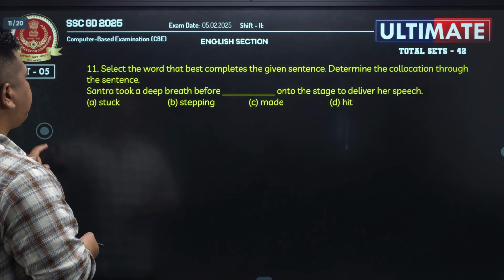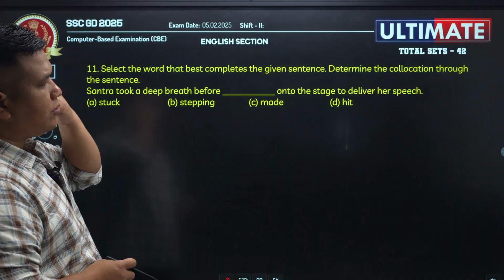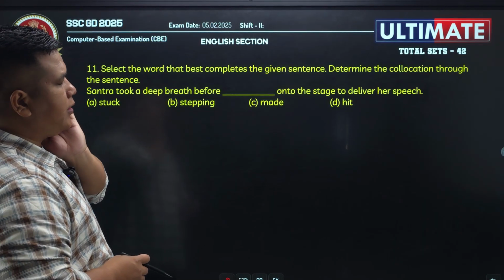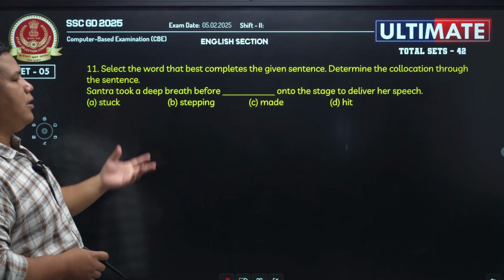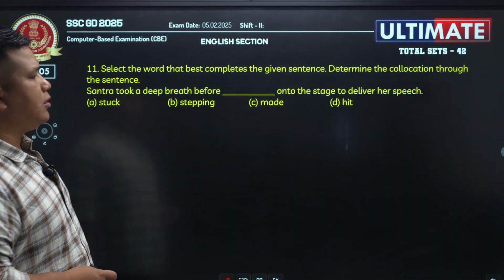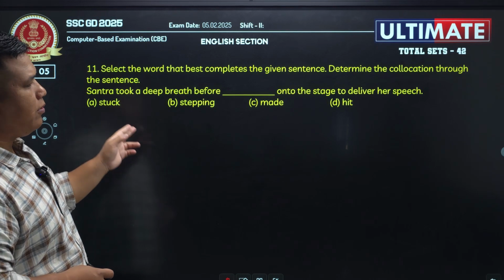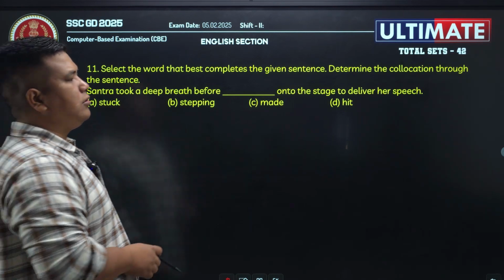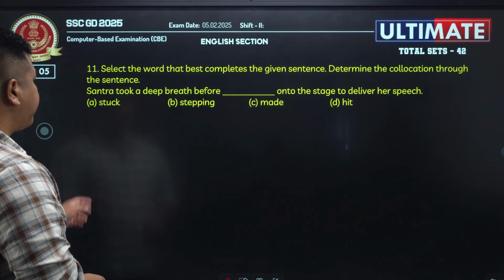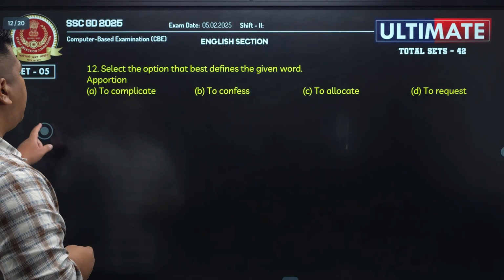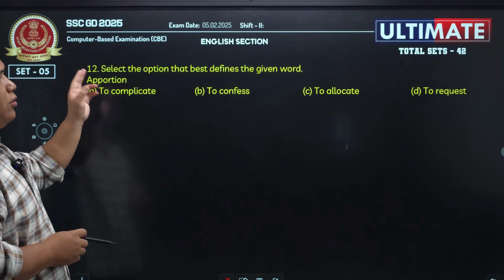11. Sandra took a deep breath before dashing onto the stage to deliver her speech. Stepping onto the stage, made onto the stage, hit onto the stage. So stepping. Next, a portion. Portion means to share, to divide into shares.